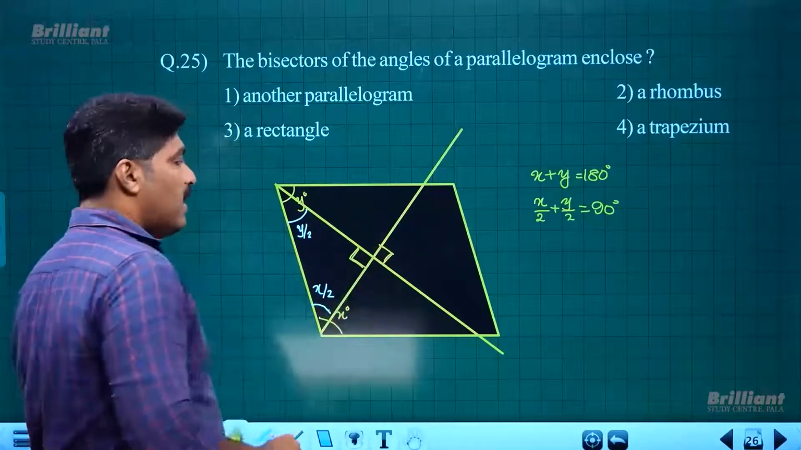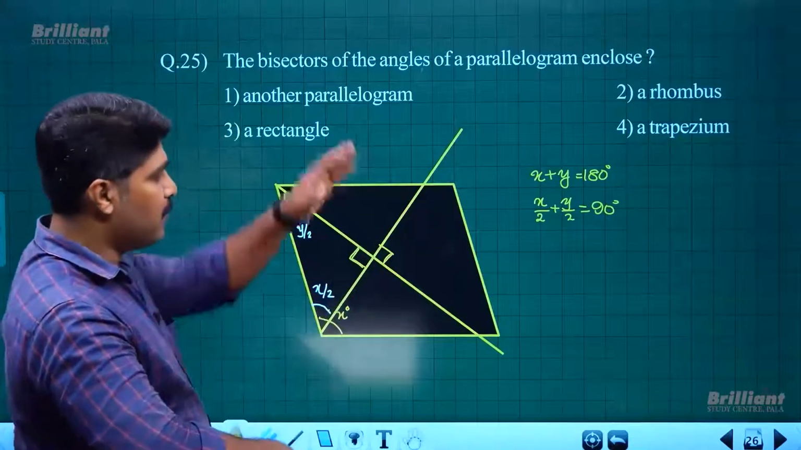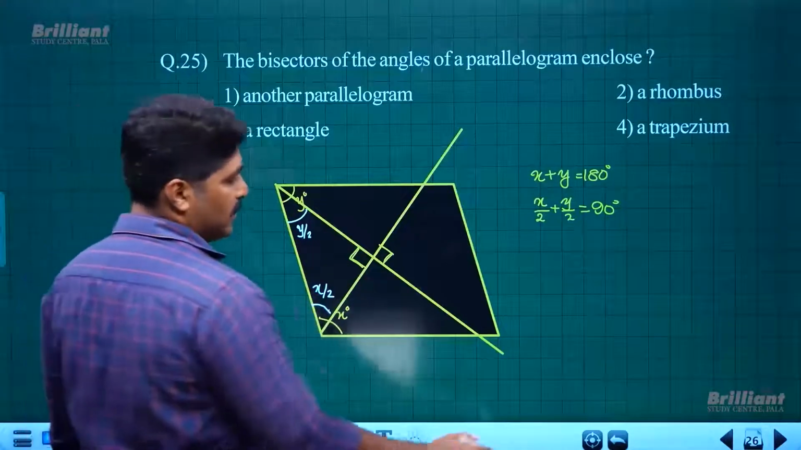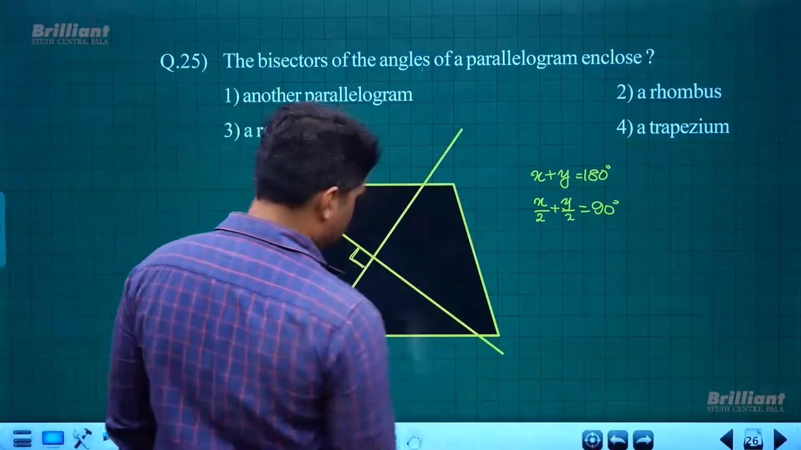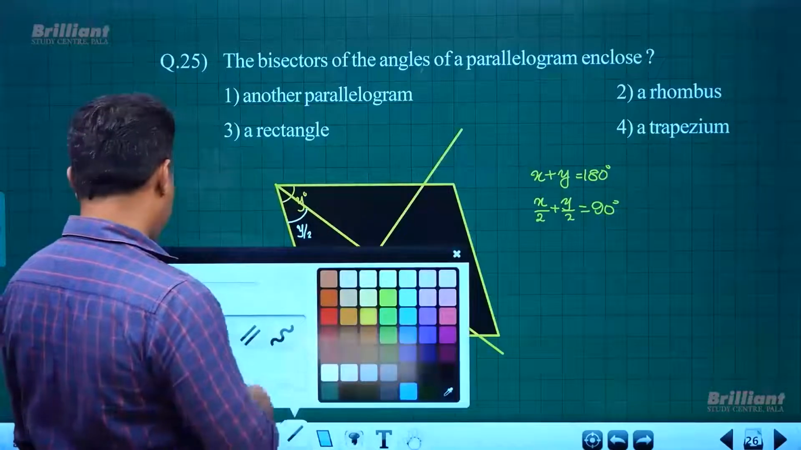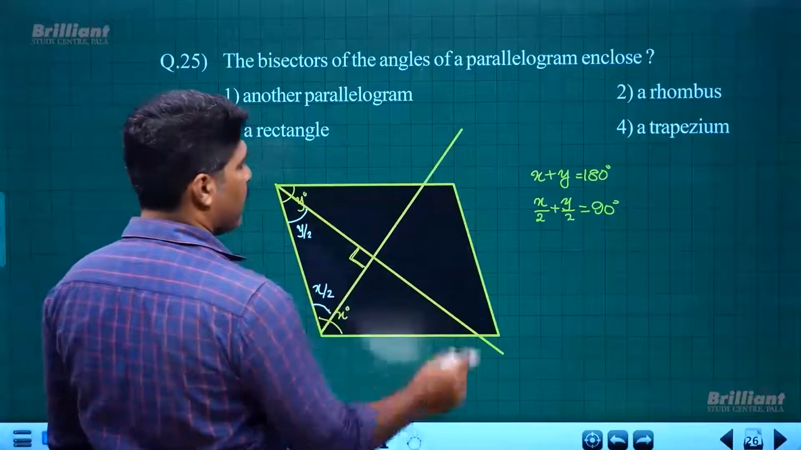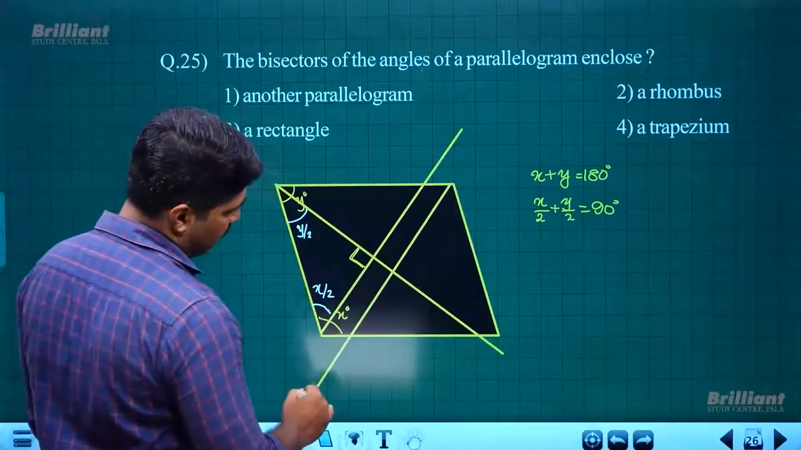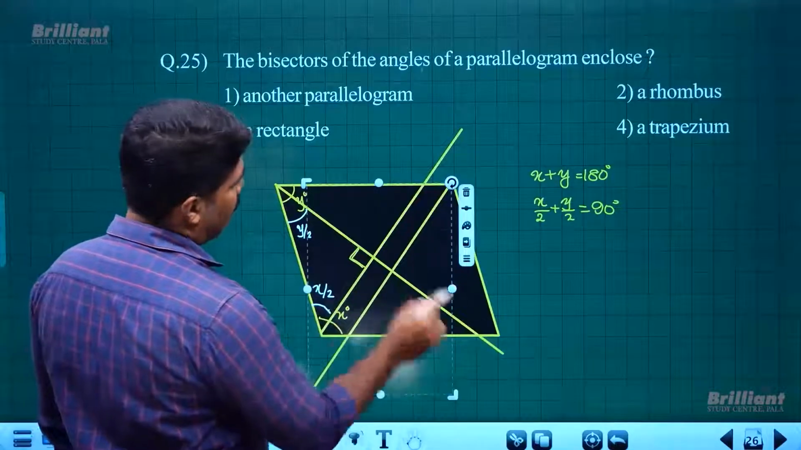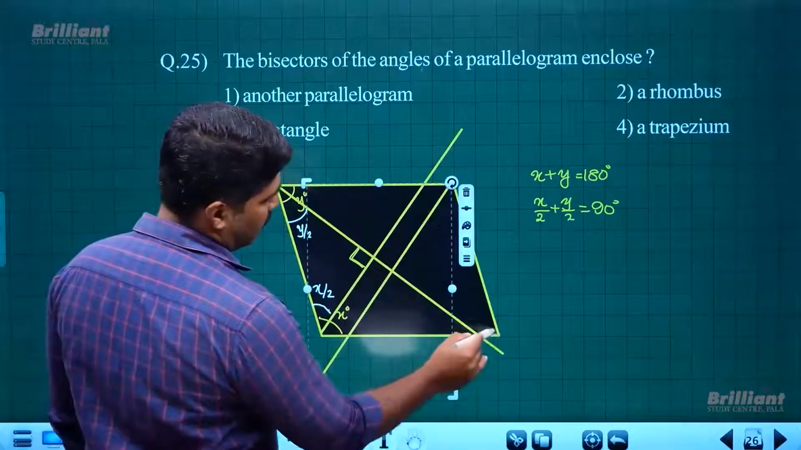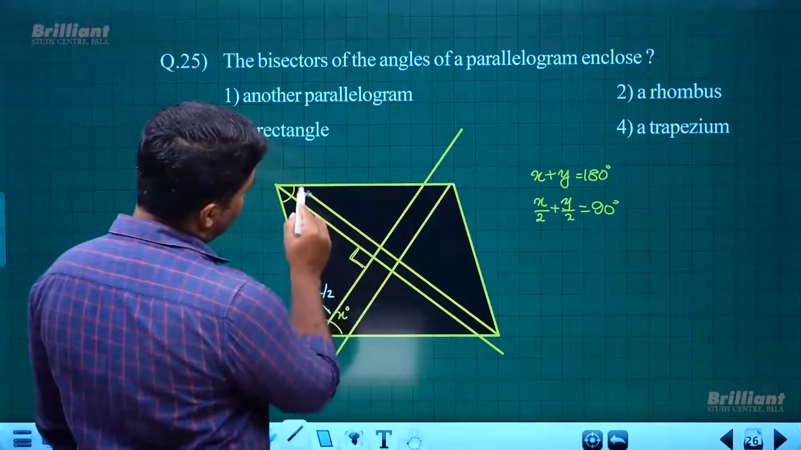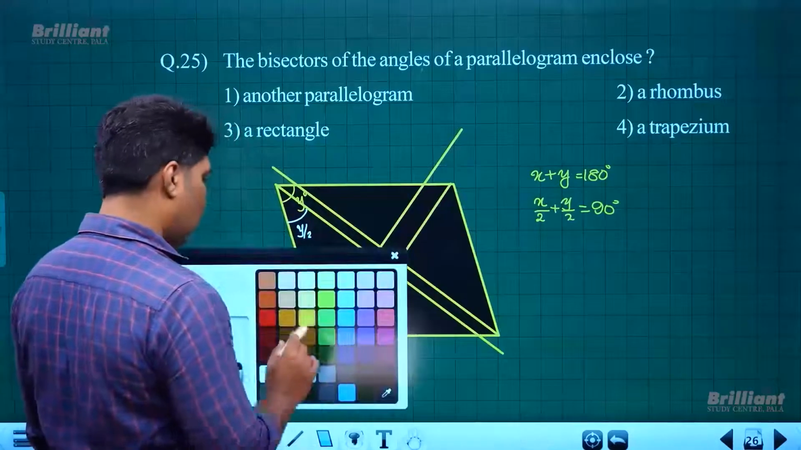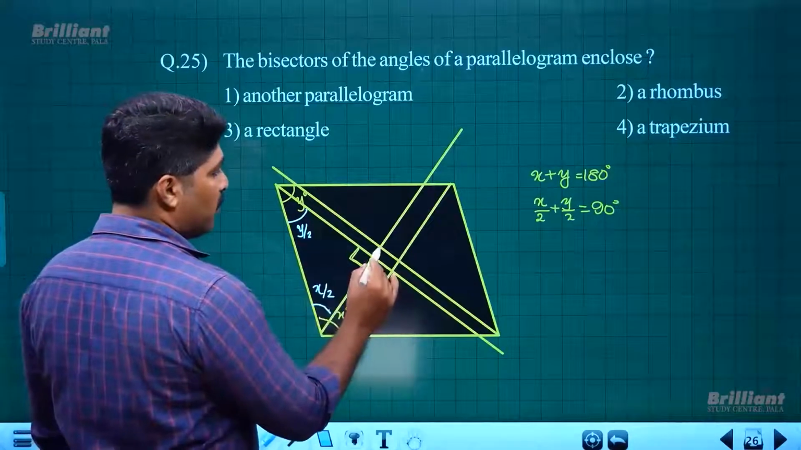Got it? Then just visualize what happens if you draw all the angle bisectors here. At that time, how will it become? If you are drawing further angle bisectors like this one, got it? And if you are drawing the angle bisectors from this angle, we just consider this point, this midpoint. So what is the nature of this portion?